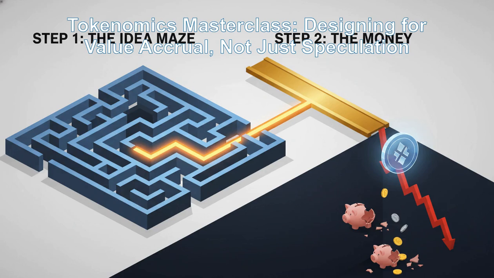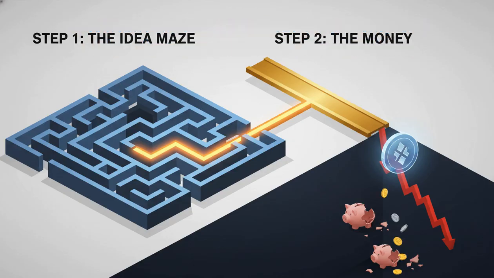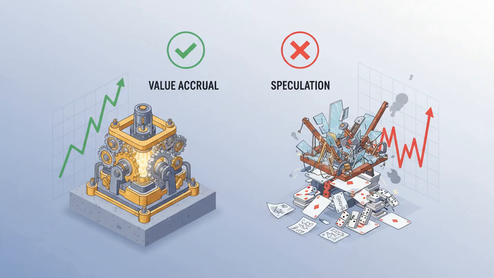Last time, we got our hands dirty in the idea maze, figuring out if your project even needs to exist. Now for the part everyone thinks they understand, but most get catastrophically wrong. The money. Today we're building the economic engine. This is episode 2, Tokenomics Masterclass, designing for value accrual, not just speculation.